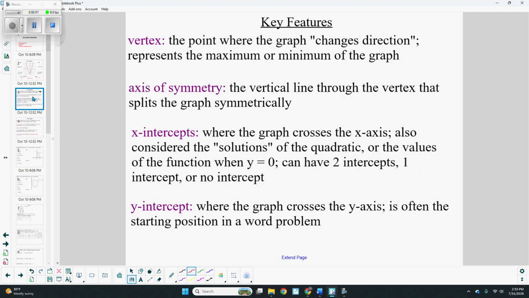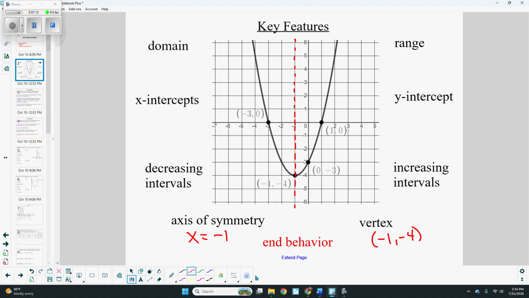The x-intercepts are where the graph crosses the x-axis, but they're also considered the solutions. So it can have two x-intercepts, one x-intercept, or no x-intercept, right? It's when the function is equal to 0. So in our picture here, we do see that it crosses the x-axis twice. It crosses at (-3, 0), and it crosses at (1, 0).